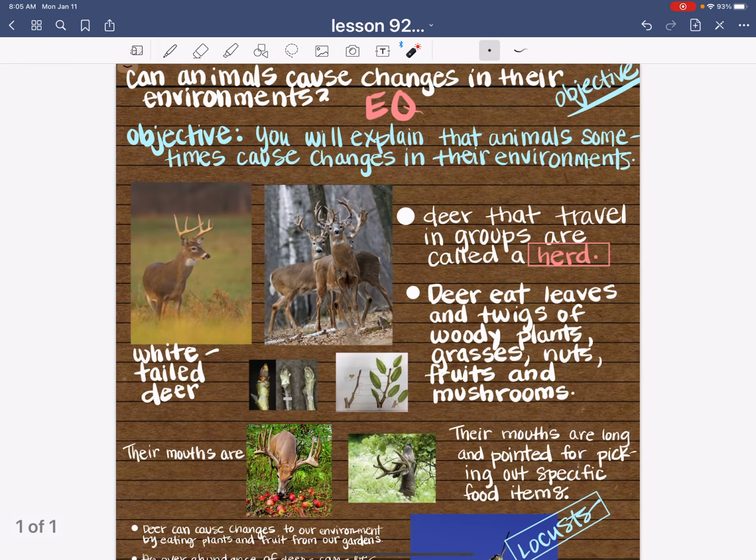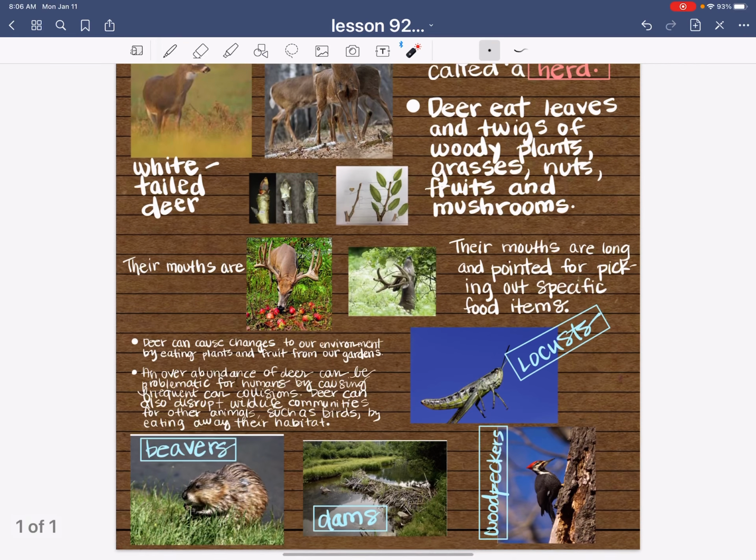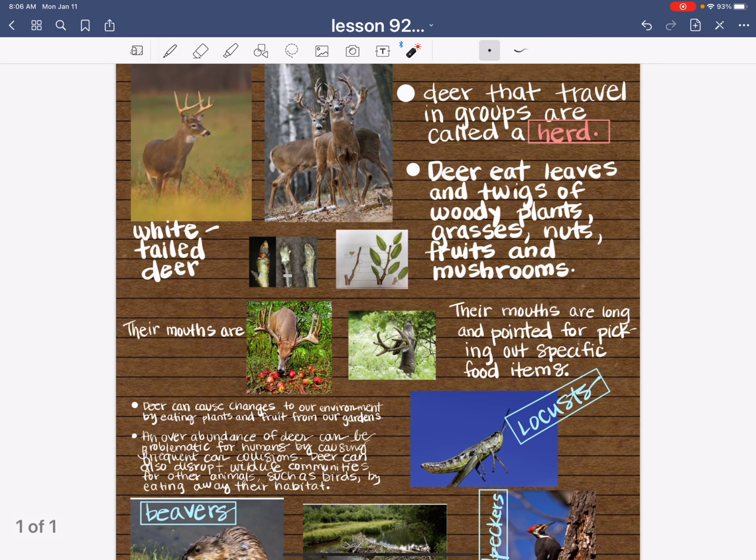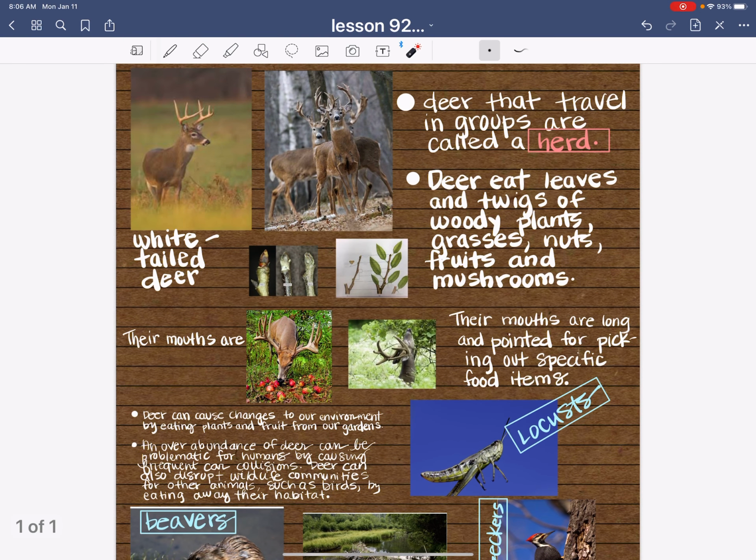Now, our question again was, can animals cause changes in their environment? Well, let's look and see what this says. Deer can cause changes to our environment by eating plants and fruit from our gardens, okay? So if they're eating from our gardens, they're taking plants and fruits from us, right? An overabundance of deer can be problematic for humans by causing frequent car collisions. I think we probably all know somebody, or probably live in the same household with somebody that has hit a deer before in their vehicle.